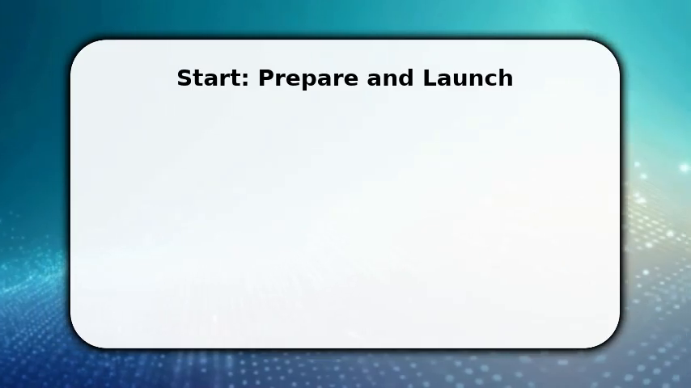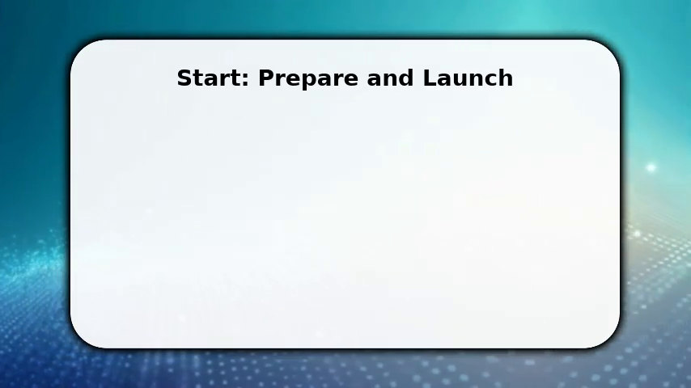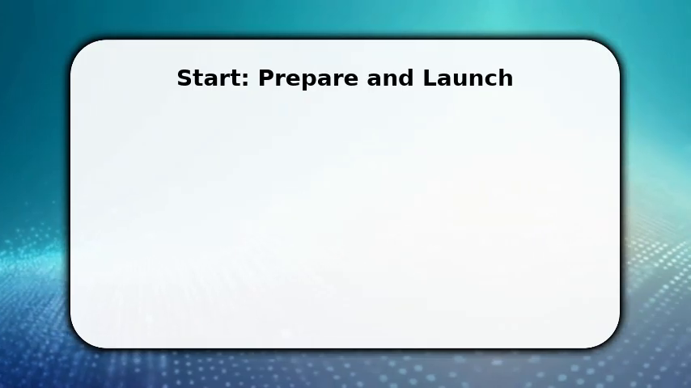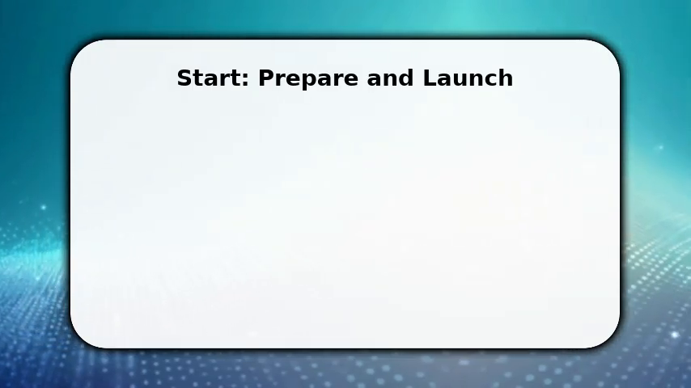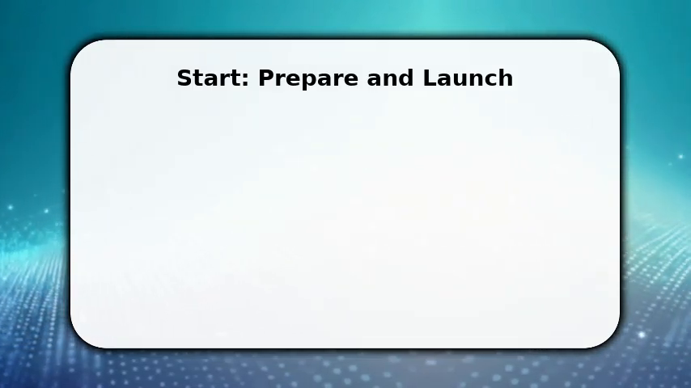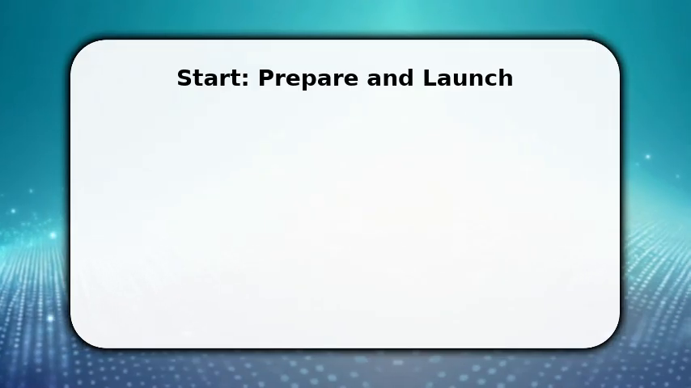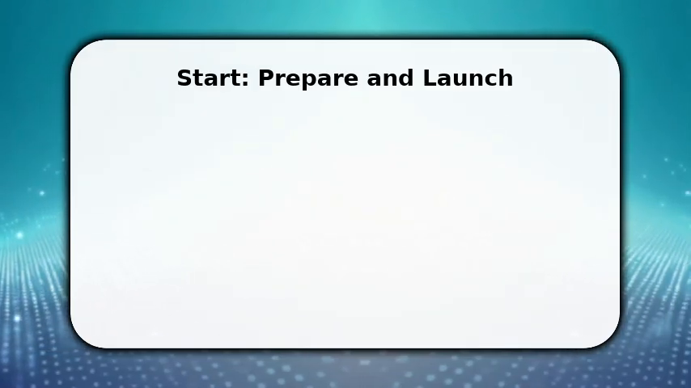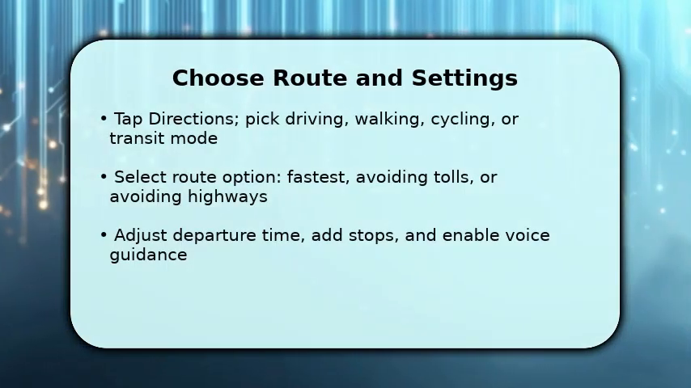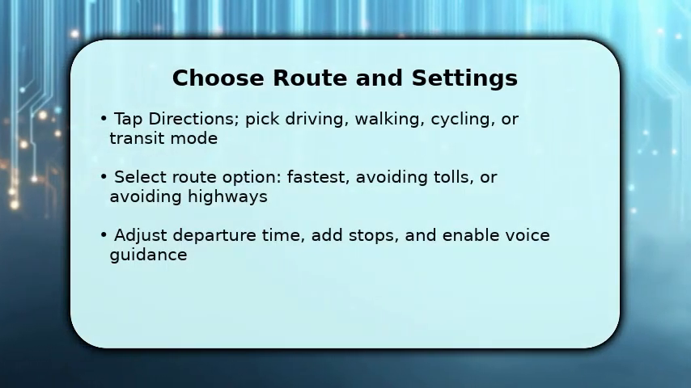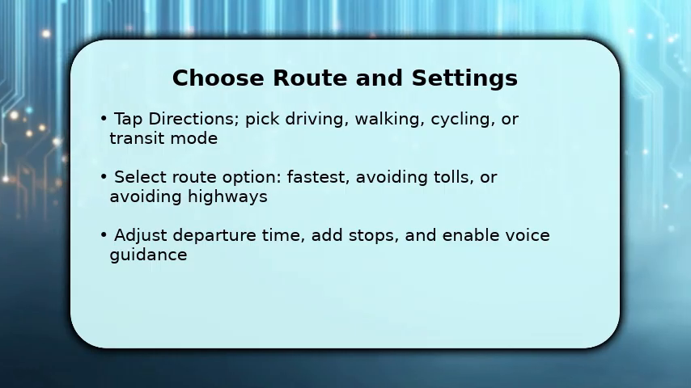Next, tap the search bar and type the address or tap the microphone for voice entry. This speeds input while you prepare to move. Make sure the blue location dot appears, then select the correct result so the app can calculate routes from your current position. After selecting your destination, tap directions and choose driving mode to use sat-nav features.